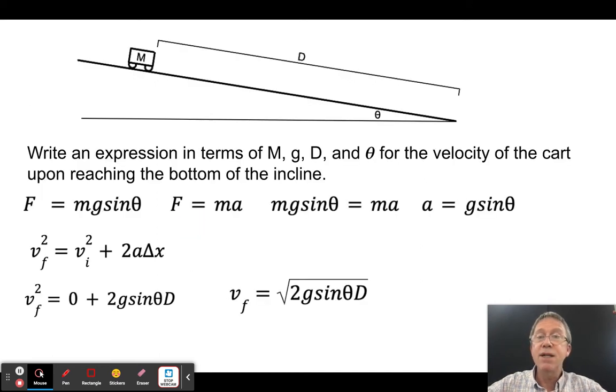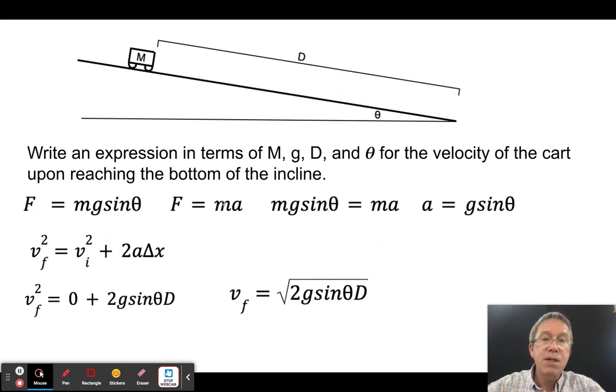Okay, so let's just try this now. Let's say I want to write an expression in terms of g and d, in fact m is going to cancel right out, for the velocity of the car upon reaching the bottom of the incline. So I'd say, okay, F equals ma, and in this case the force down the ramp is mg sine theta. So mg sine theta is equal to the mass times its acceleration. And if I solve that for acceleration, what I'm going to see is the acceleration down this ramp, which I need to solve this problem, is simply g sine theta.